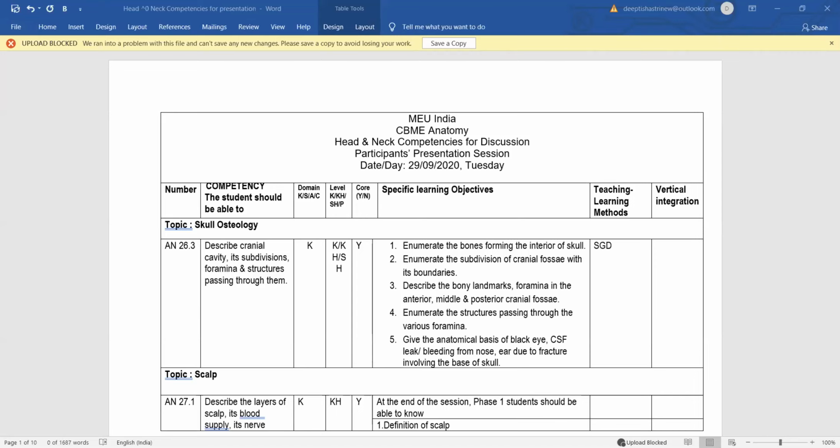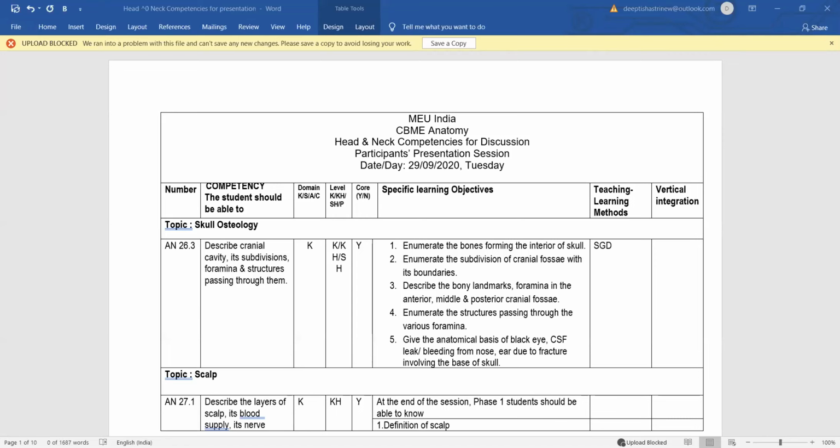You're right, madam. Ma'am, do we need to discuss and write down all the levels of 26.3 at the same time? Okay, everyone has to mention only the higher level, the actual level at which he wants the student to be able to perform. The actual level should be mentioned here only.